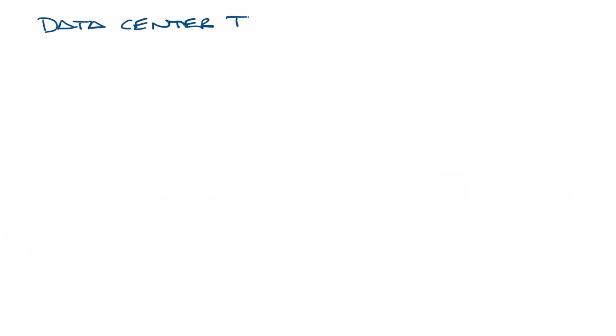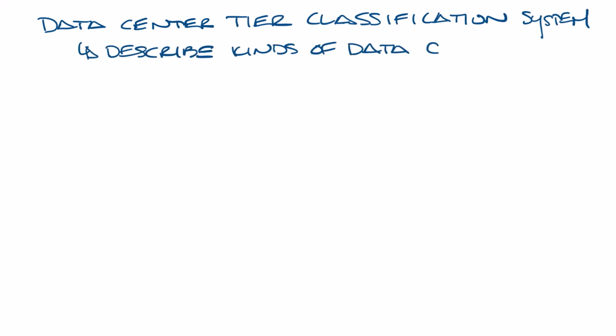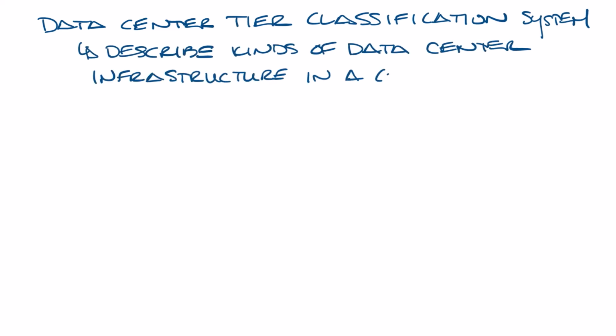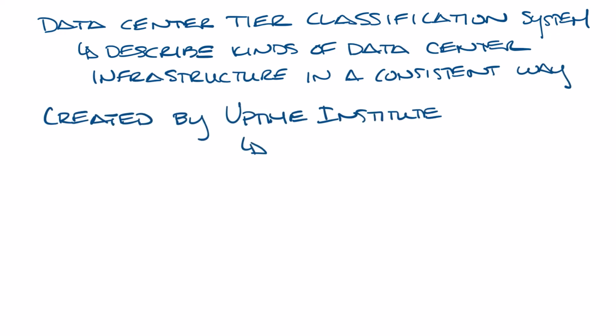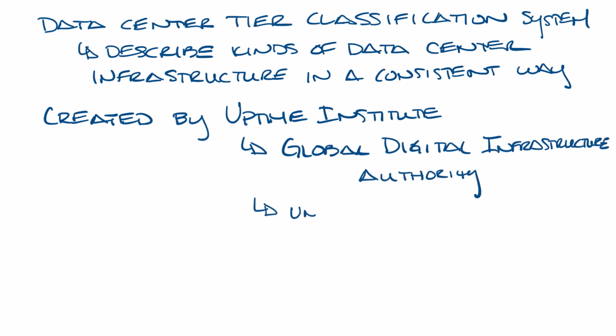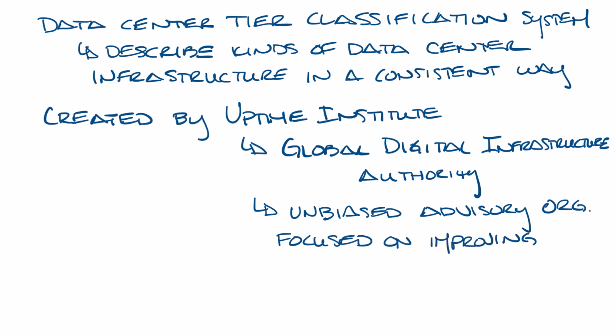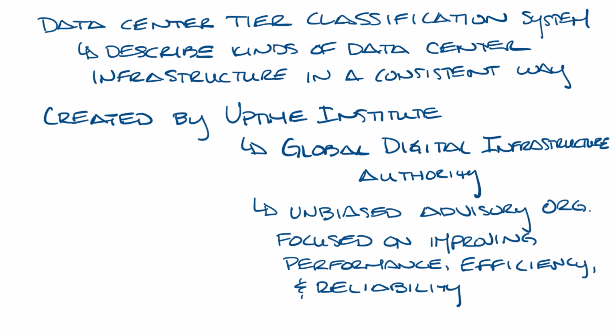The data center tier classification system is used to describe specific kinds of data center infrastructure in a consistent way. It was created by the Uptime Institute. The Uptime Institute is a global digital infrastructure authority. They are an unbiased advisory organization focused on improving the performance, efficiency, and reliability of data center infrastructure. So let's move this over and look at the tiers.